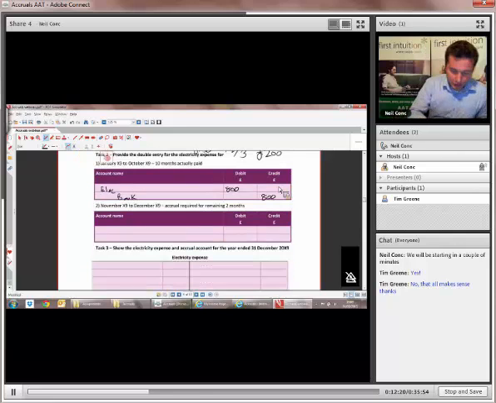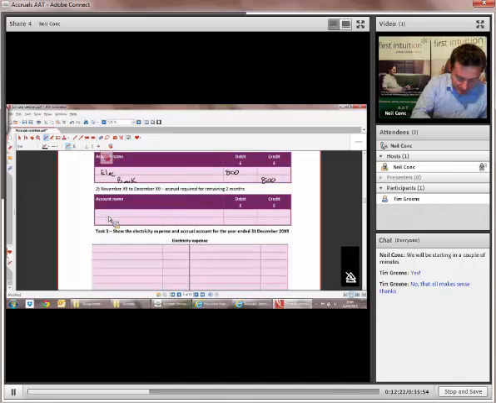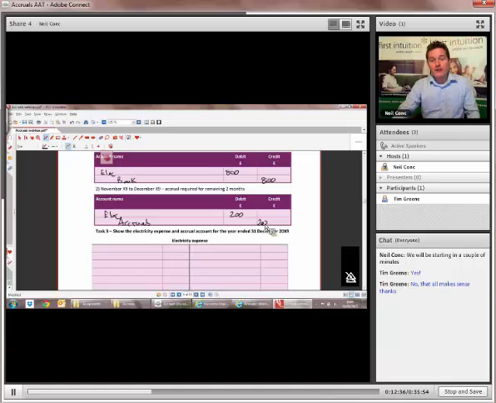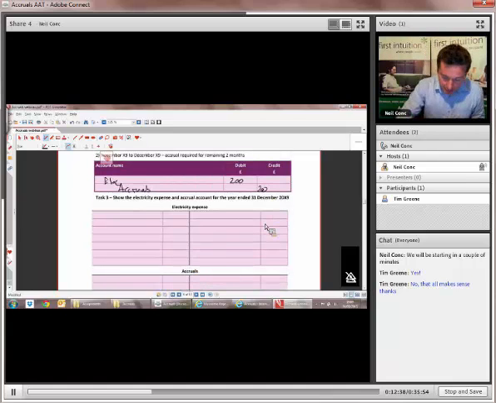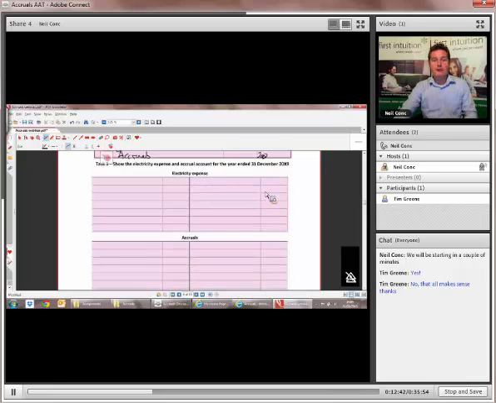So the journal will be debit electricity, again, to show we want to increase the expense. We're missing some expense, £200. But we credit accruals with £200 because we want to show we've got a liability. We've used £200 worth of electricity.